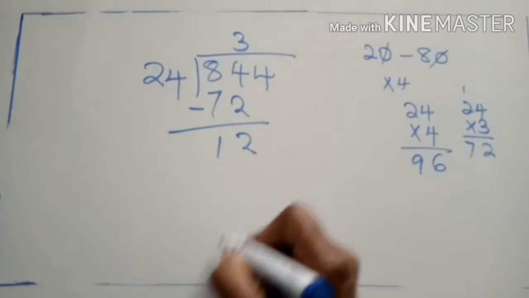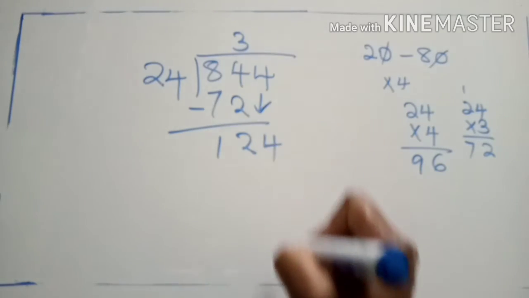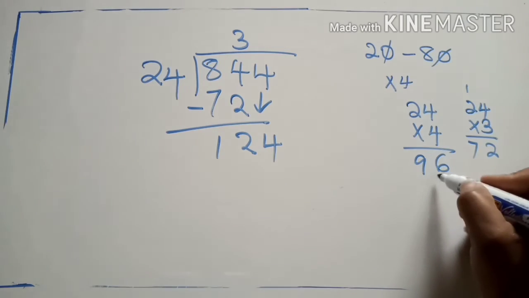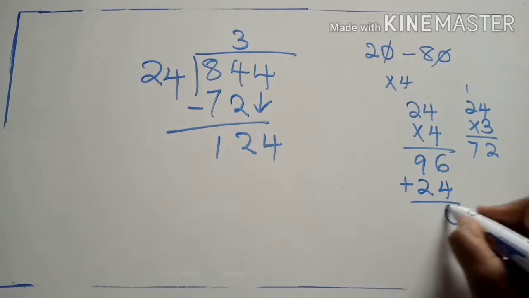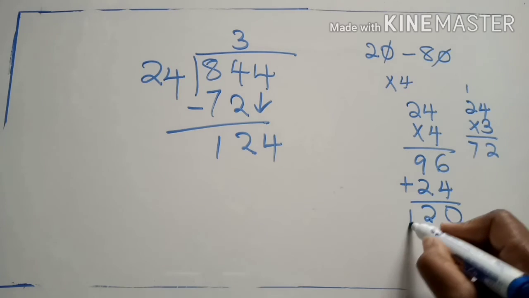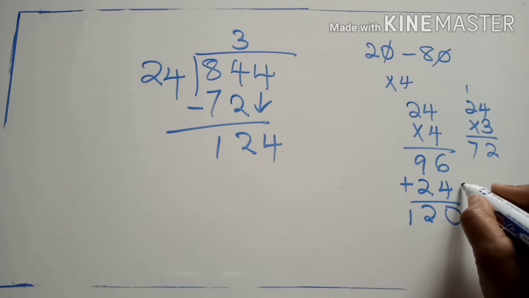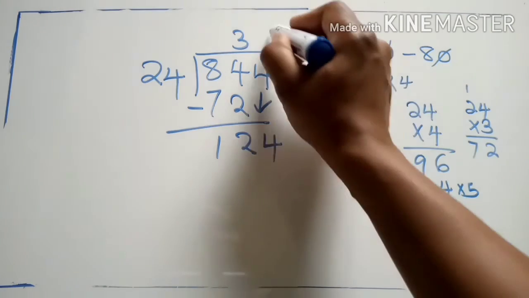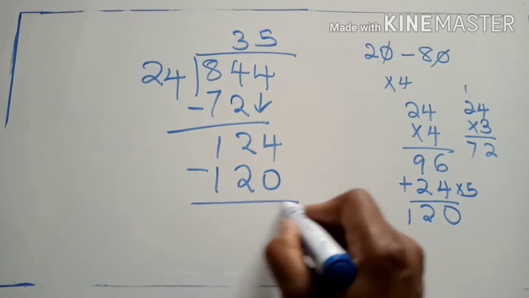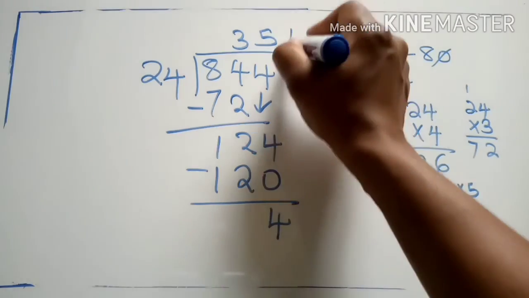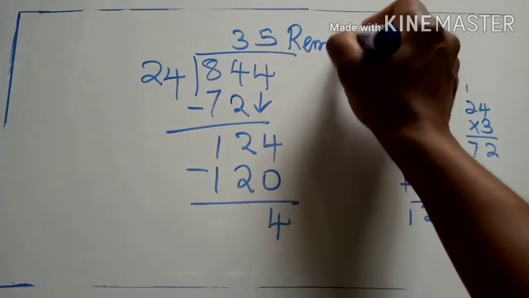This is 2, this is 1. So we drop our 4. Here we already had a 96, so we can add 24 and have 120 here. 120 because this is times 5. 120. So that we have a remainder 4. 35 remainder 4.